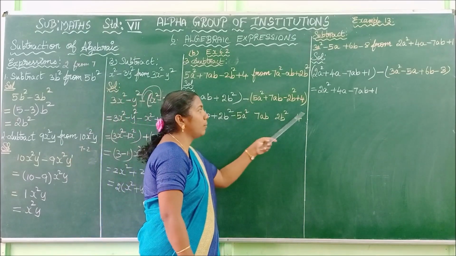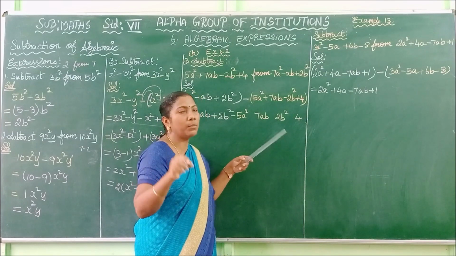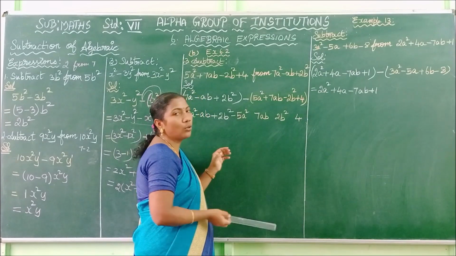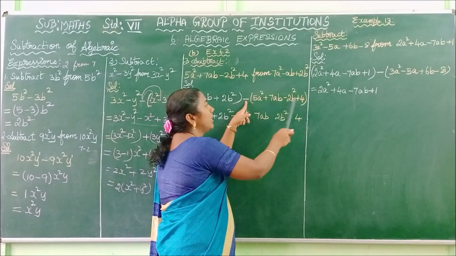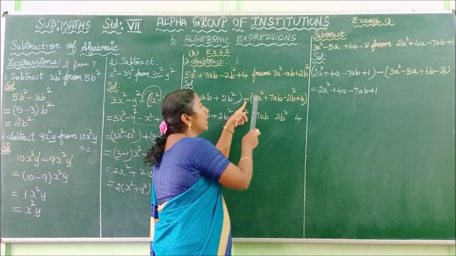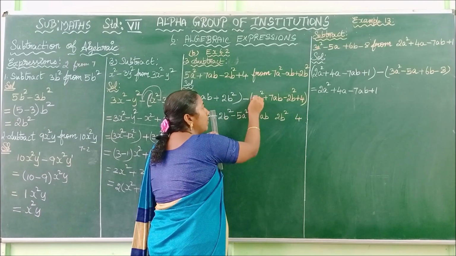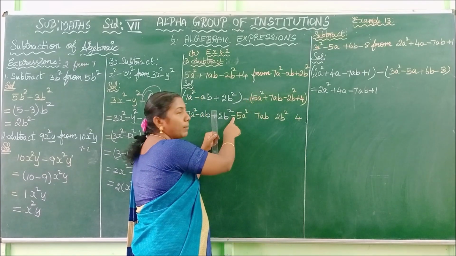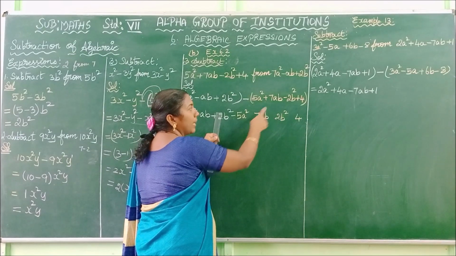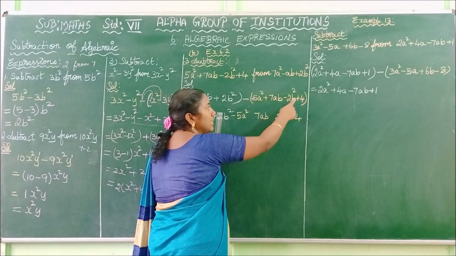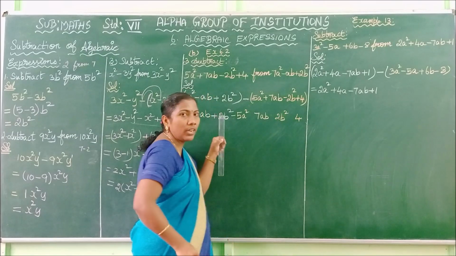For removing the second bracket, you have to multiply the symbols. I have already told you, if before the bracket you have a minus symbol, the symbols of each term will change to the opposite. See here, it is understood the symbol of 5 is plus. Now it became minus. The symbol of 7 is plus. Now it became minus. Here minus, now it became plus. Here plus, now it became minus. Okay, let us check.